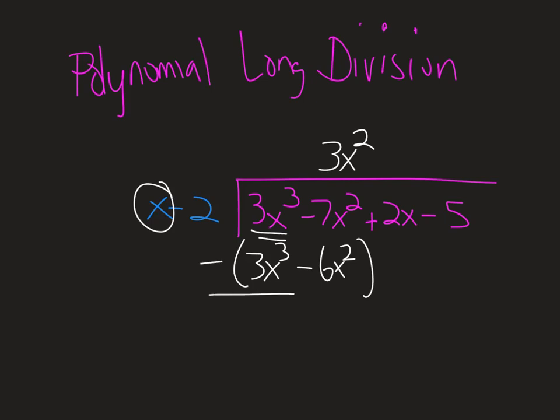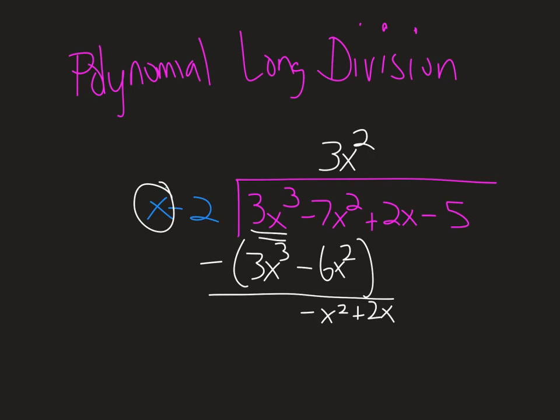Just as in regular long division, you subtract down. So 3x cubed minus 3x cubed is 0. Negative 7x squared minus negative 6x squared is negative x squared plus 2x. If you want to put that as 1x squared, you are welcome to.